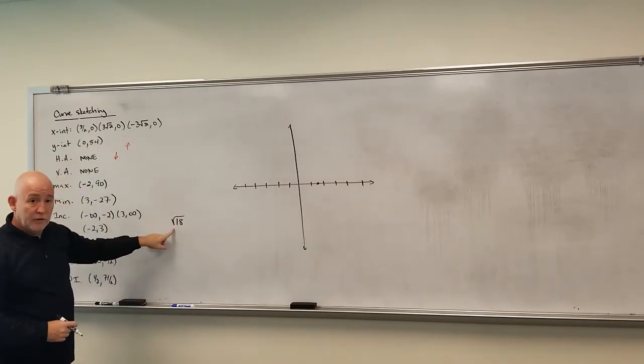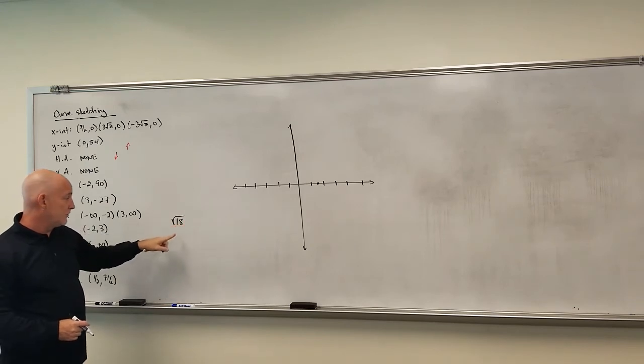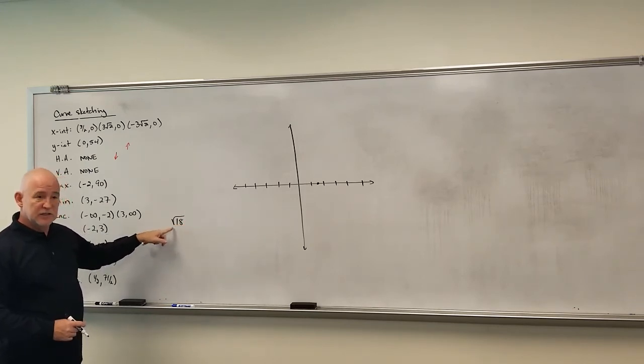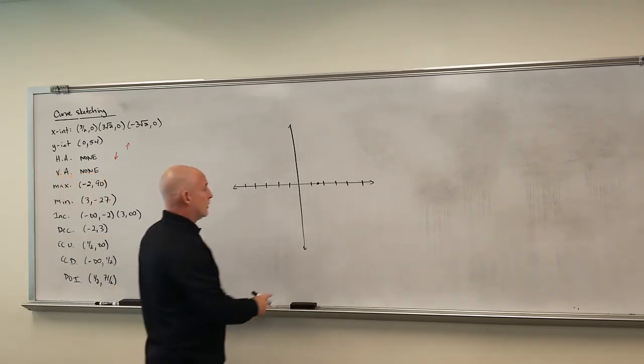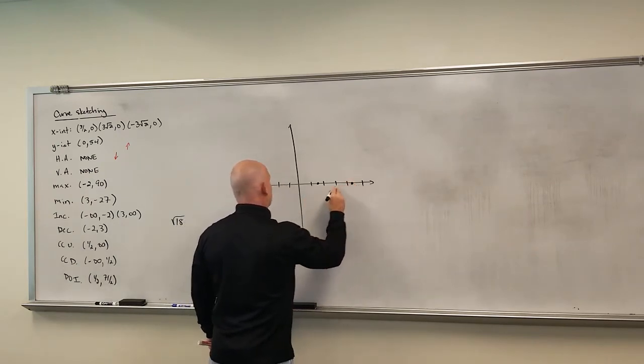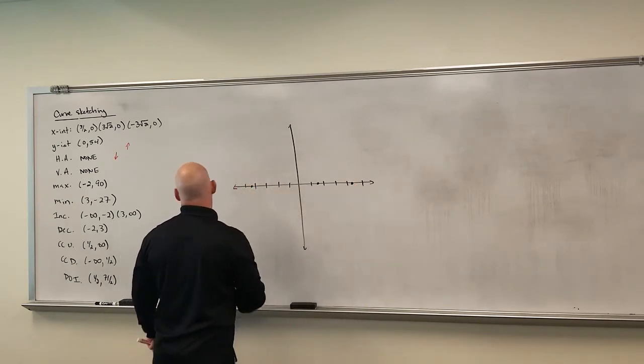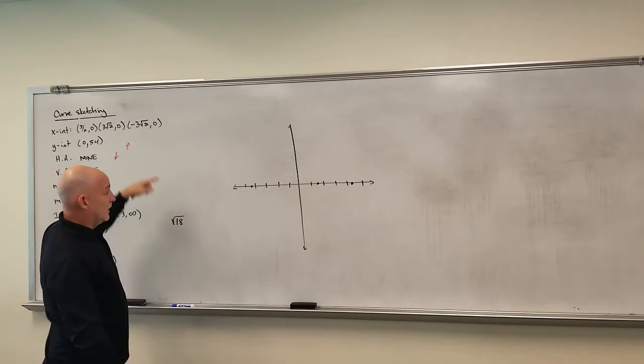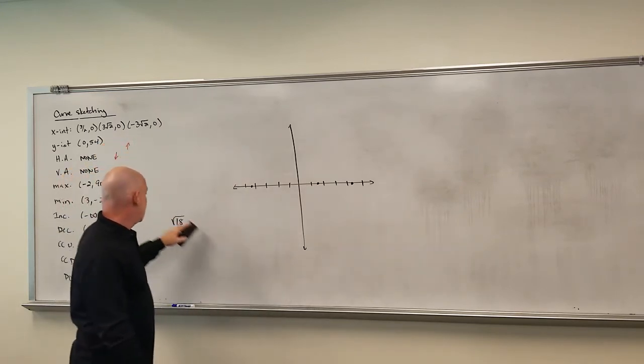Remember, that's the square root of 18 is where we got that. That's really close to the square root of 16, right? So it's a little bit bigger than the square root of 16, which means this is just a little bit bigger than 4. So we go 4 this way gives us 1, and 4 this way gives us another, because we have both a positive and a negative. So there's our 3 x-intercepts.